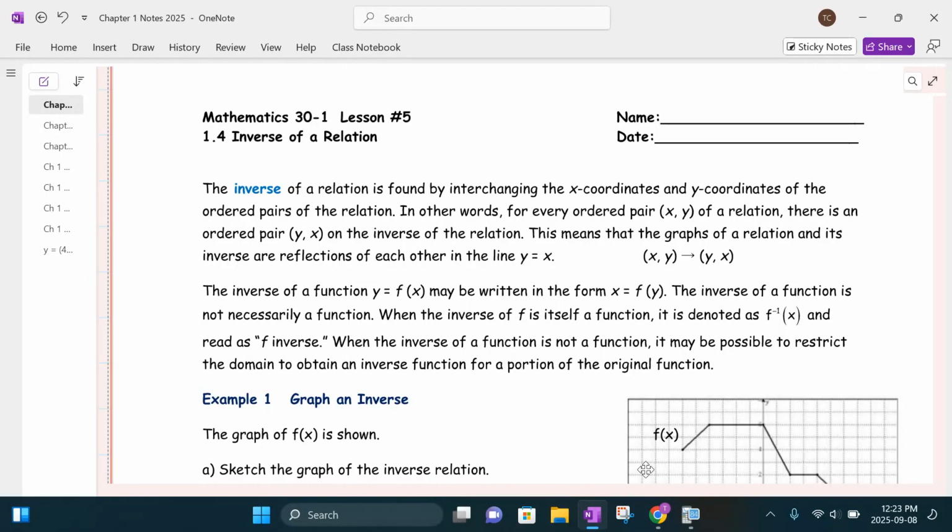So inverse of a relation. The last lesson, I'm going to read through this and then we're going to go through how to sketch an inverse and how to come up with, if I have an original function, what the inverse function is. But you haven't done any work with inverses before, so this is new for you guys.